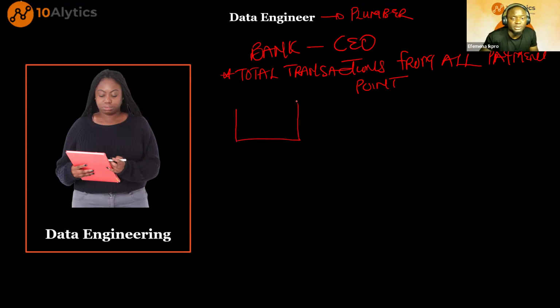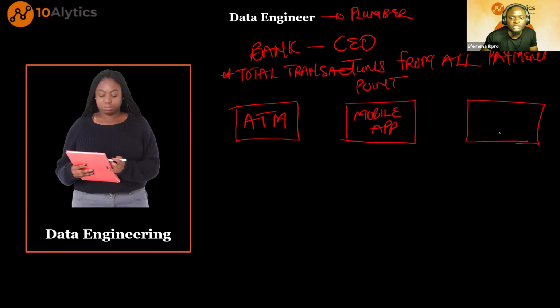Let's take the first payment point, ATM. Second payment point, we have mobile app. And last but not the least, let's say POS. Okay. All right. So the bank CEO wants to know the total transaction from all the payment points, ATM, mobile app, and POS. And one thing you already established is these are different systems.